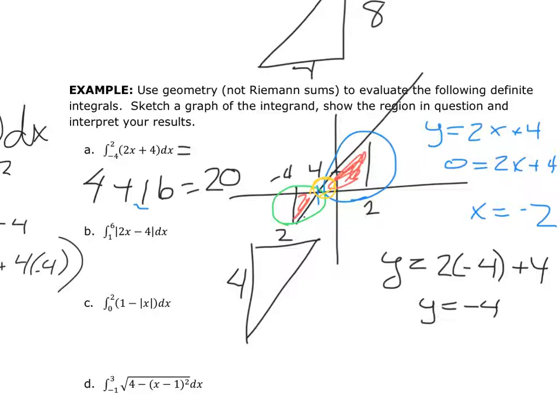Yes? Question? Why do we use the left triangle? Why do we include it above the line, not below the line?